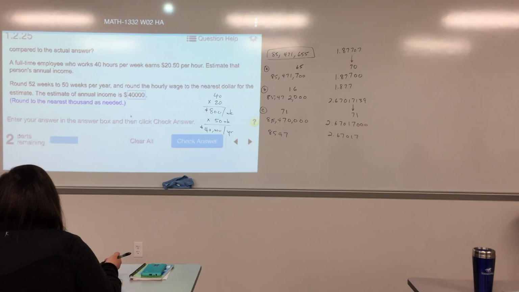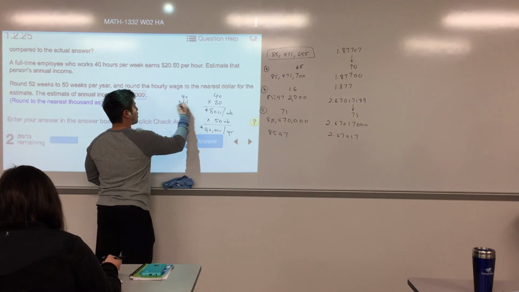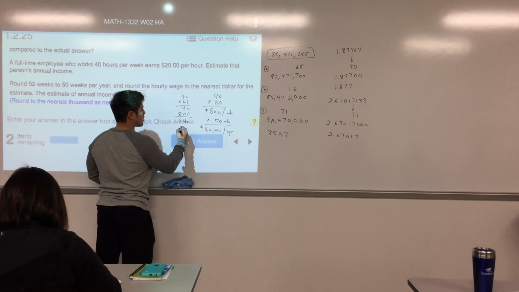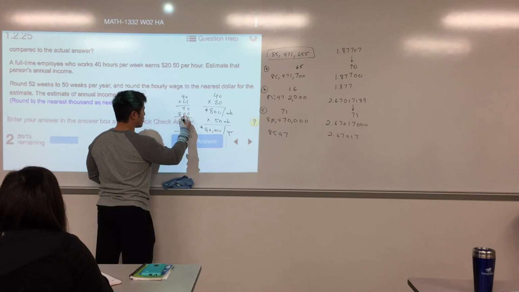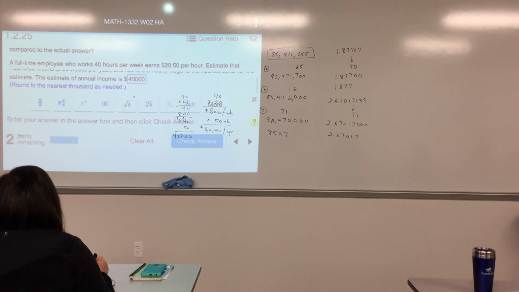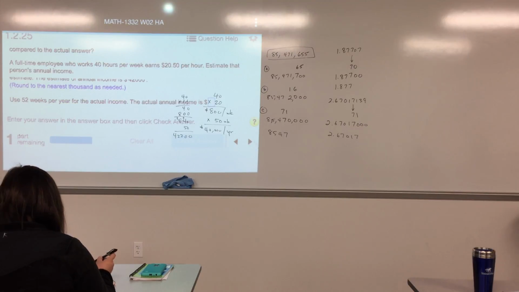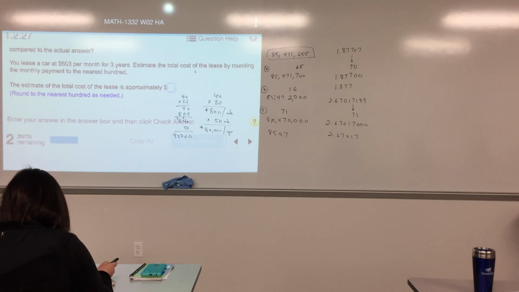And they don't like that. Rounding nearest 1,000. Okay, so I would do it as 40 times 21, which is 840. So that's 840 times 50. What is that? 42,000. They say round to the nearest 1,000. So this is going to be 42,000 per year. And there it is. Does that make sense? And then you can find an exact answer. I'm not going to do the exact one. Okay? All right.